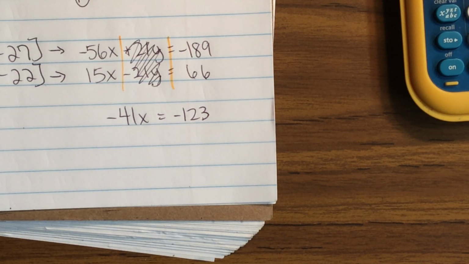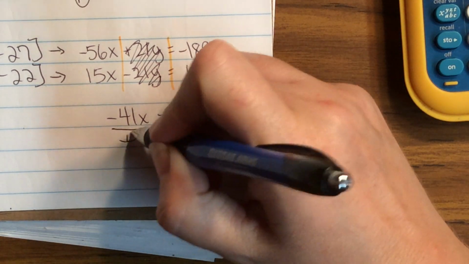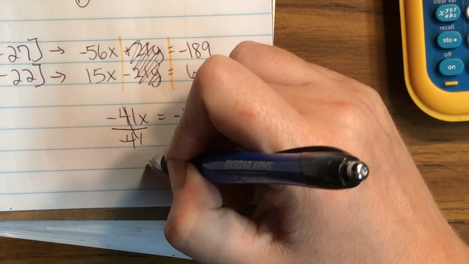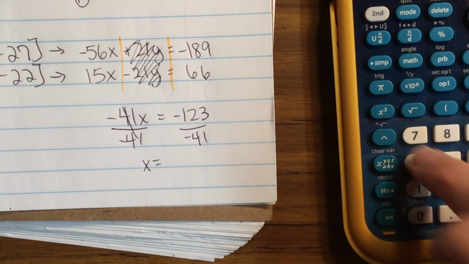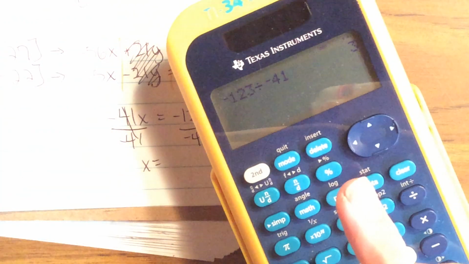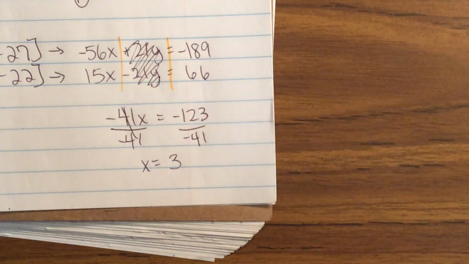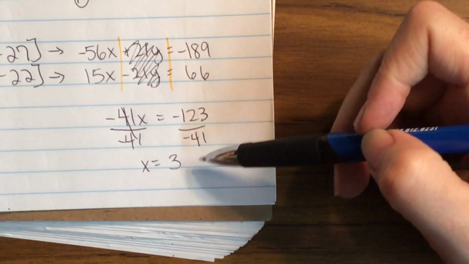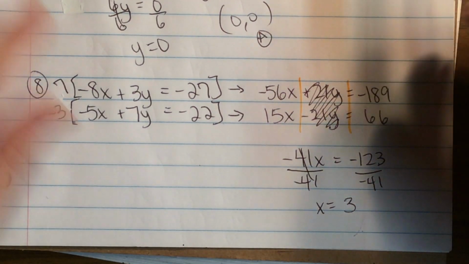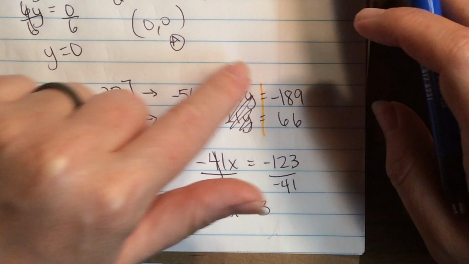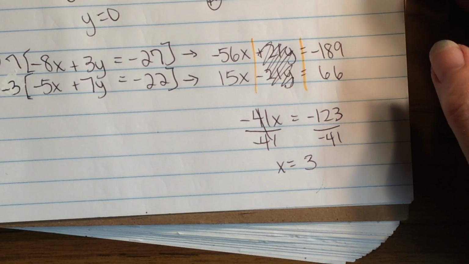These are not pretty numbers. I mean, we really can't do these in our head. So now we're going to divide by negative 41. So we have negative 123 divided by negative 41, and we get positive 3. All of that work to get positive 3, which is fine. Now I have 4 equations that I can choose from. I have the original two, and then my new two. X is going to be 3.